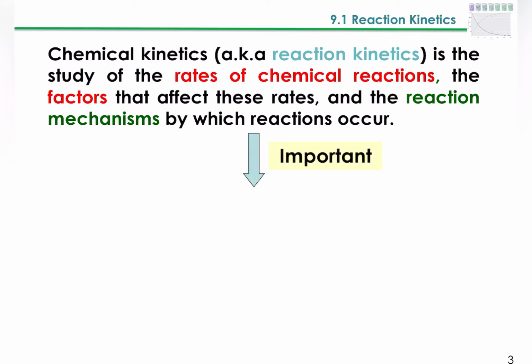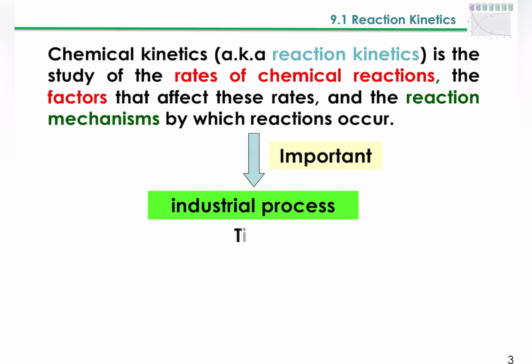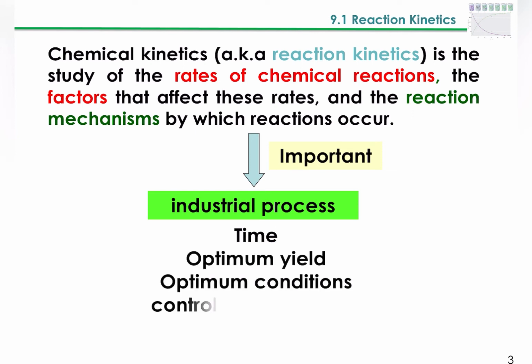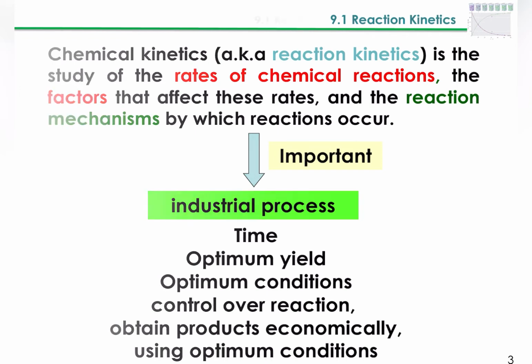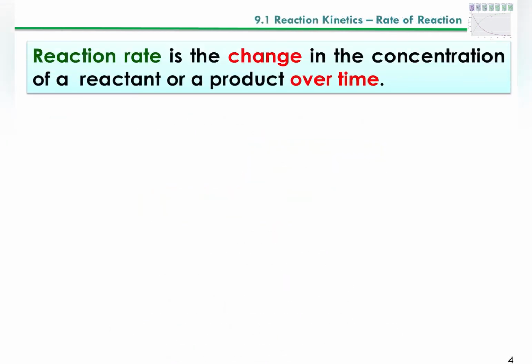Reaction kinetics is very important for industrial processes, for example in terms of time, optimum yield, optimum conditions, or control over reaction, or you need to obtain products economically and using optimum conditions. So these are the importance of chemical kinetics in our industrial process. So what you are going to learn in this chapter is how the reaction rate affects the ongoing chemical reactions. So let's focus on the definition of reaction rate.